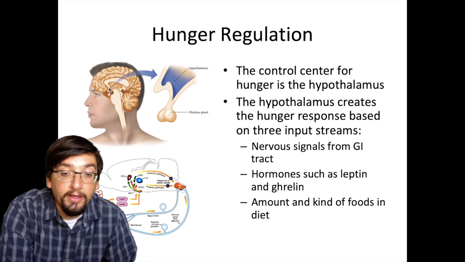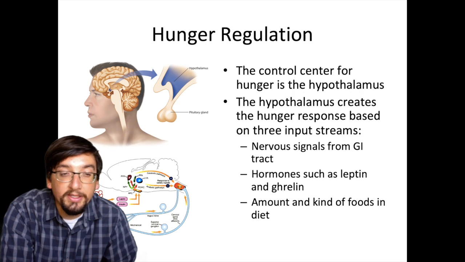So that's one pathway. The next pathway of signaling your brain to tell you how hungry you are is hormones, and there's a lot of different hormones that influence hunger. There's two in particular that we're going to see down the road as well, which is leptin and ghrelin.